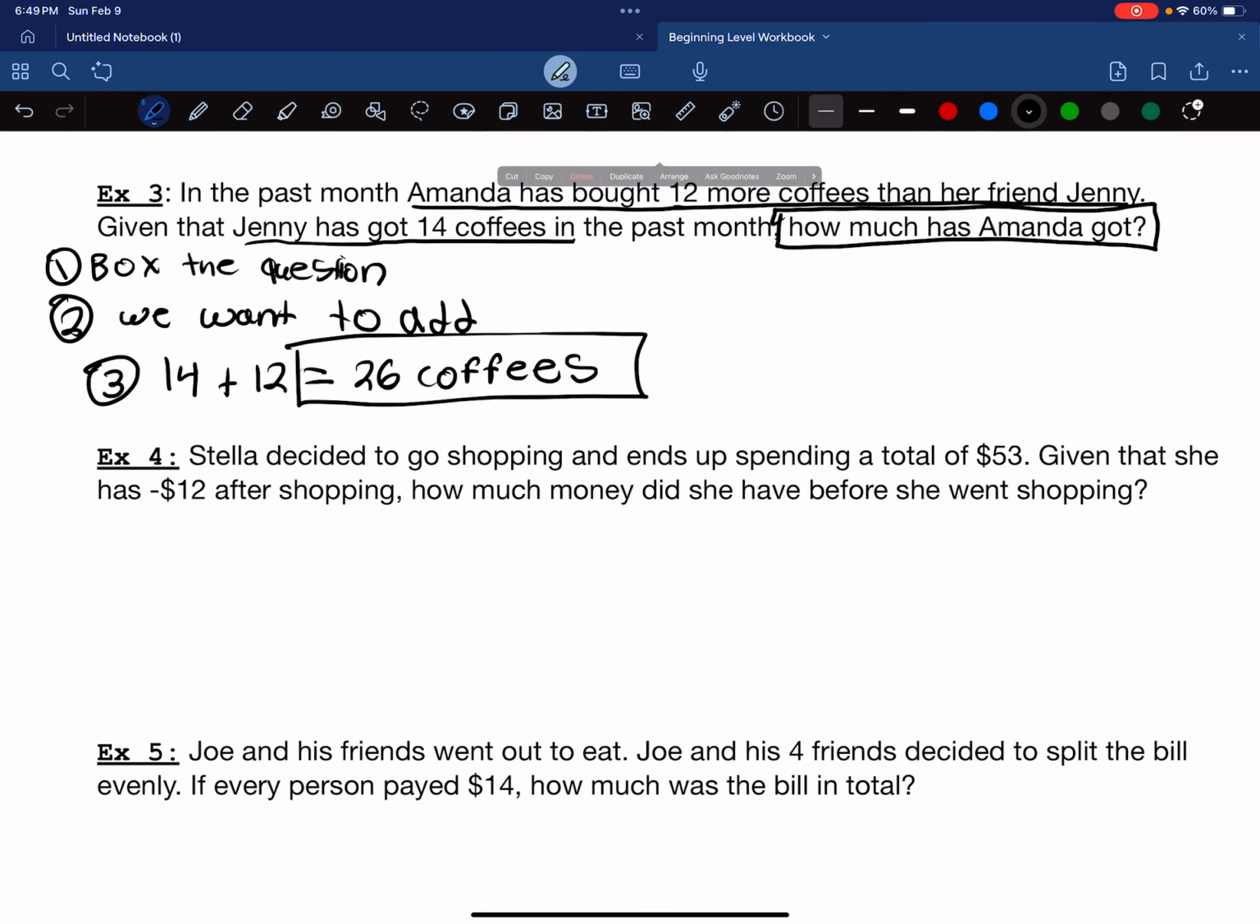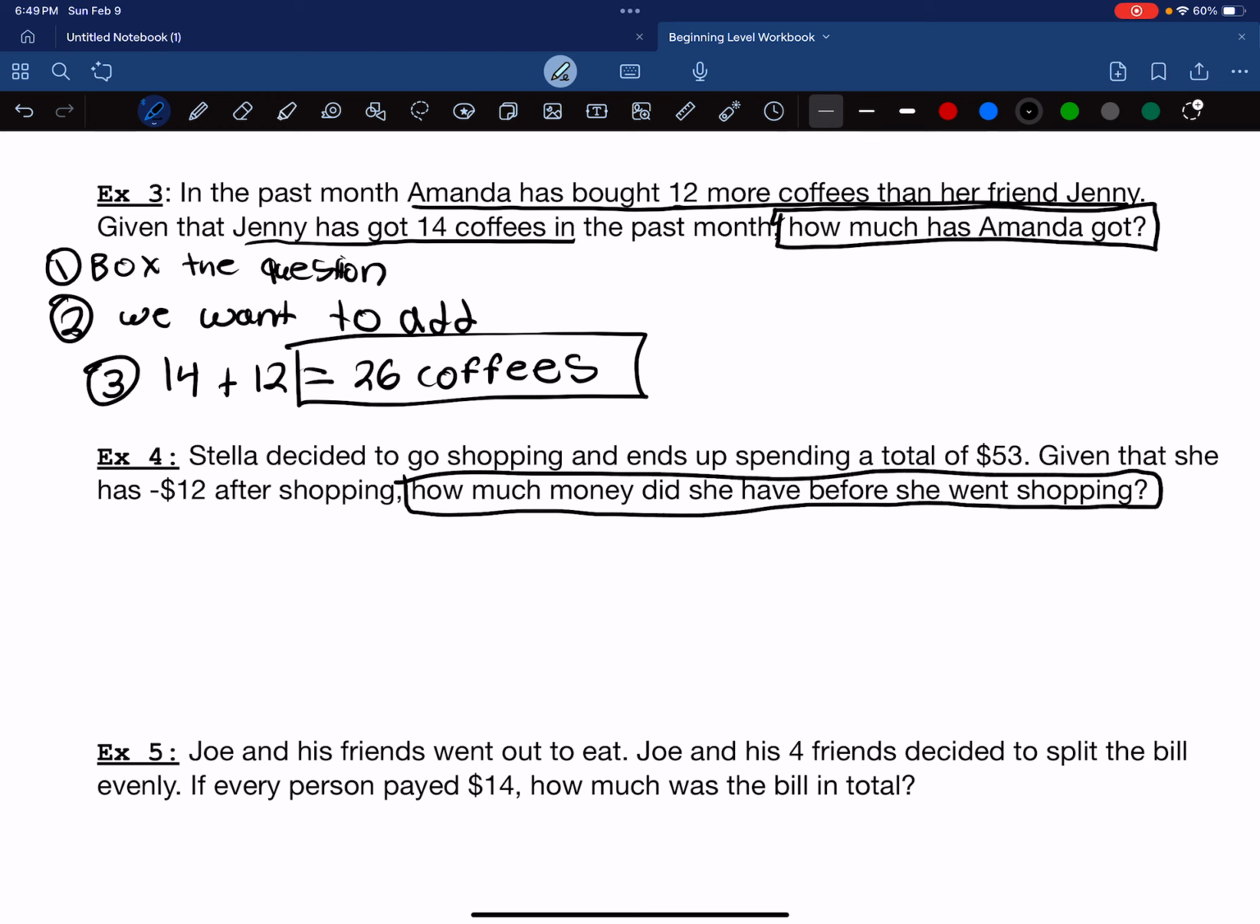Now, moving on to example 4. Stella has decided to go shopping and ends up spending a total of $53. Given that she has negative $12 after shopping, how much money did she have before she went shopping? So let's box the question. We want to know how much money Stella had prior to her going shopping.